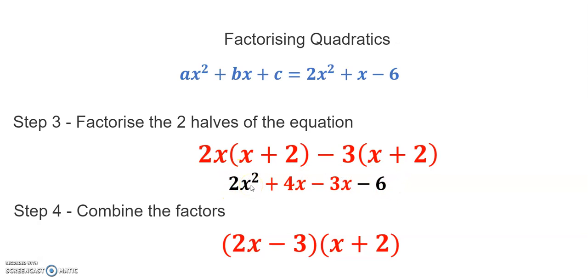Now, as we can see, this x plus 2 is common throughout both halves of the equation. And in doing so, we can actually take this bracket, this x plus 2, and multiply it by another factor, which is this 2x minus 3. The reason being, this equation is essentially the same as timesing 2x by x plus 2 and minus 3 by x plus 2. As we showed before, if we times them out, we'll get the same answer.